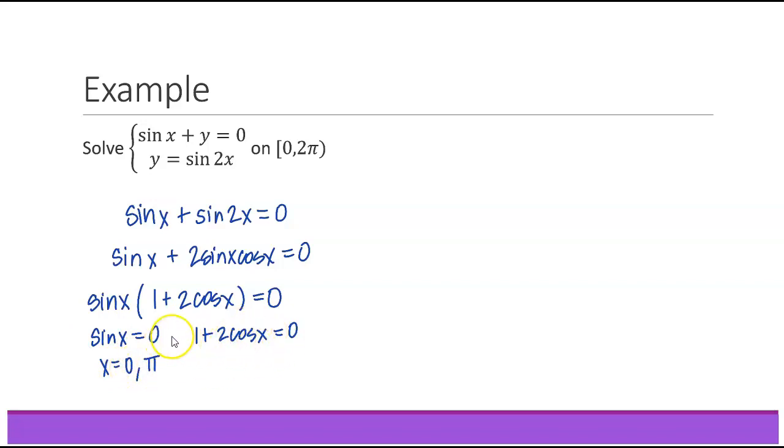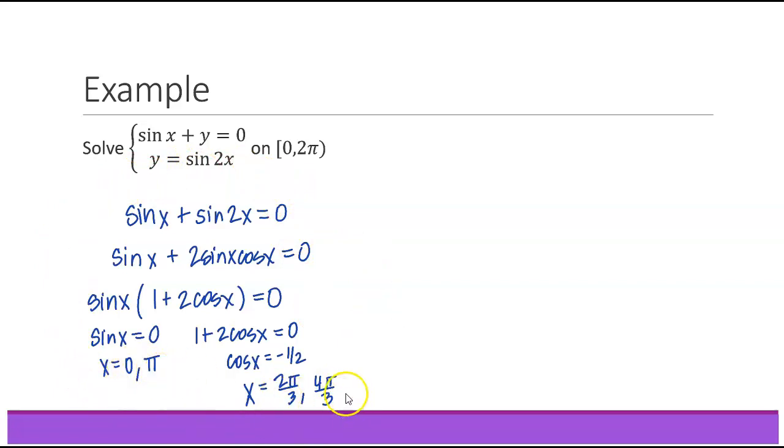For this equation, I want to solve for cosine x. So cosine x is negative 1/2 after I subtract the 1 and divide by 2. And so here, where is cosine negative? That's quadrants 2 and 3. And so we're going to have two solutions. The reference angle is pi over 3, so we're going to have 2 pi over 3 from quadrant 2 and 4 pi over 3 from quadrant 3 as my two solutions.